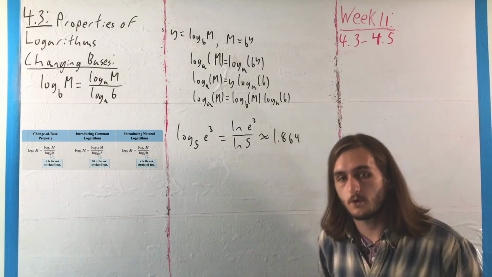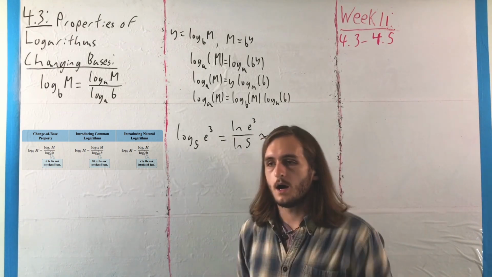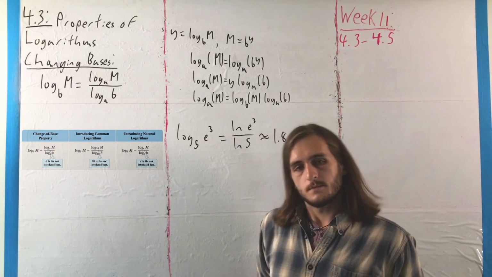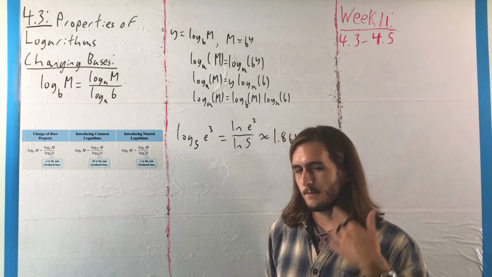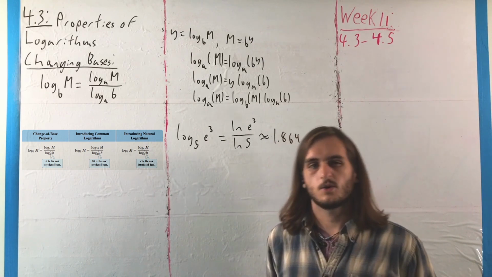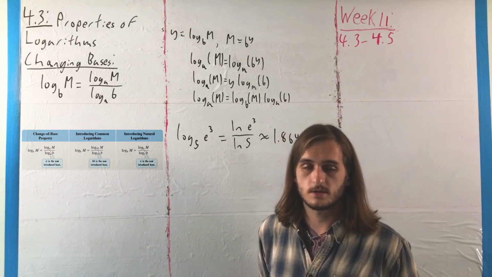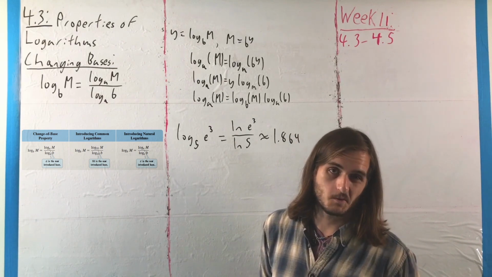Anyway, that's all we have here for 4.3, just introducing our main properties of logarithms in terms of their algebra. So 4.4 is going to be all about applying them to the process of solving exponential and logarithmic equations. That is, equations that have exponents or logarithms in them. Let's get in there and work on that too.